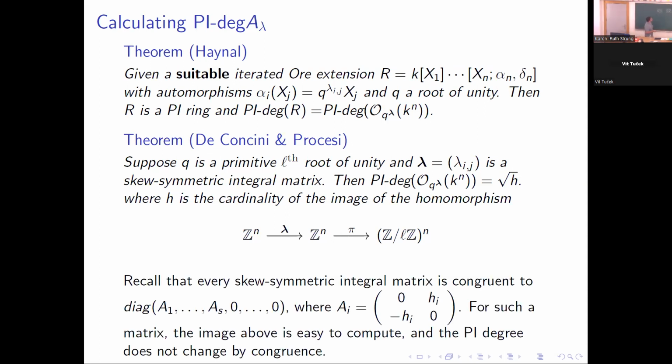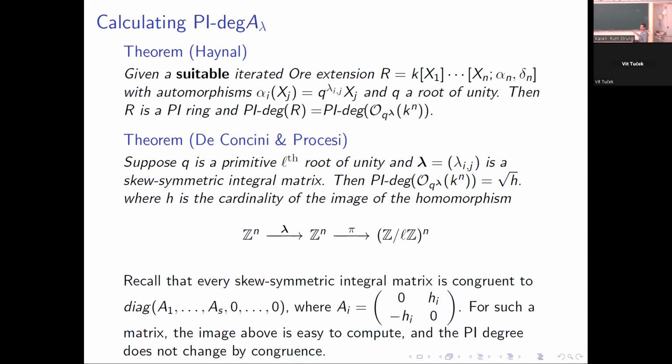Right. So the good thing about that is that it tells you exactly what you need to do to compute the pi degree of a quantum affine space. Now, if you remember a bit of your linear algebra courses, every skew-symmetric integral matrix is congruent to a diagonal matrix of this form, where on the diagonal you have 2x2 blocks of this form, where the hi are integers, and you can always assume they are positive. These are the so-called invariant factors of your algebra.